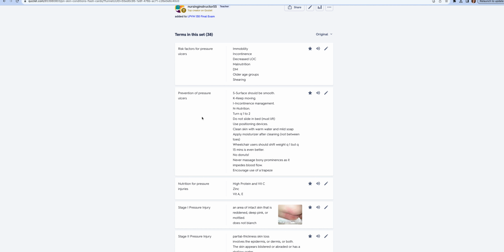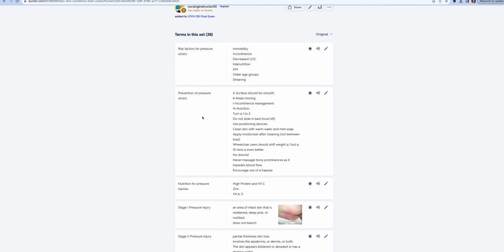To prevent them, you want all surfaces to be smooth, like in their bed. You want the patient to keep moving, so make sure you're turning them. Incontinence management: don't let your patients sit in urine and feces. They need to be cleaned up right away. And good nutrition, so protein and vitamin C helps with collagen synthesis, so it's good for the skin. You want to turn your patients every 1 to 2 hours. Do not slide in the bed. You must lift them. Use positioning devices if your institution has them.